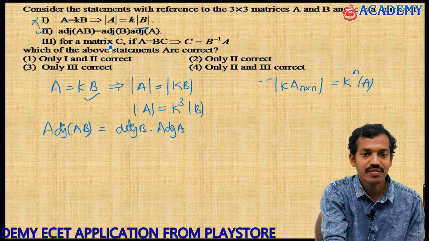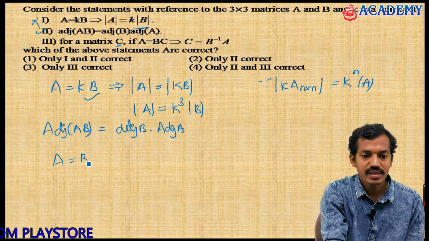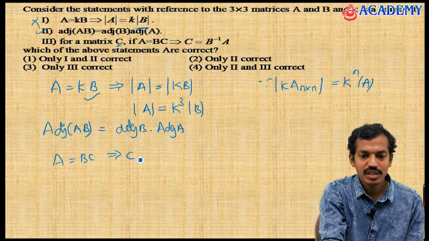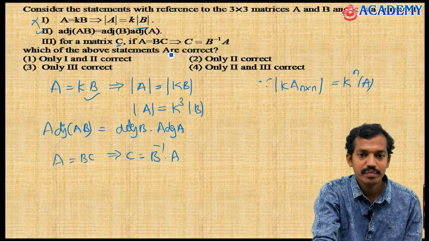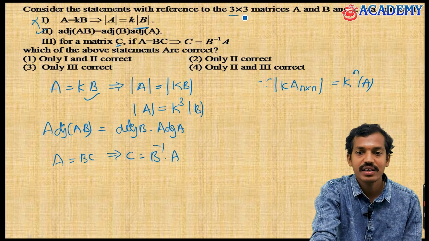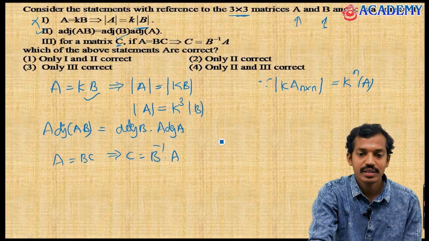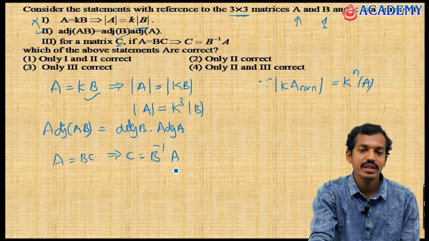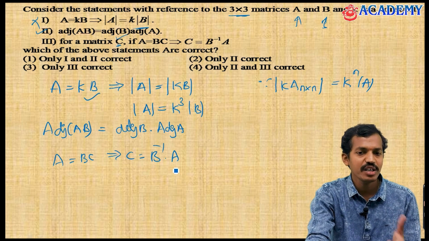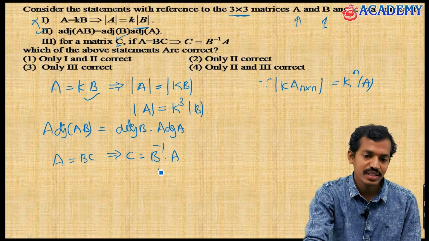Here, for matrix C, it is saying if A equals BC, the condition is going to be C equal to B inverse into A. But see here, in the previous statement it was actually given that A and B both are 3 by 3 matrices, but he didn't mention that C is a 3 by 3 matrix. C is not mentioned as anything, right? It is not 3 by 3 either, you can take C to be any matrix. If you think like that, actually the statement is right.